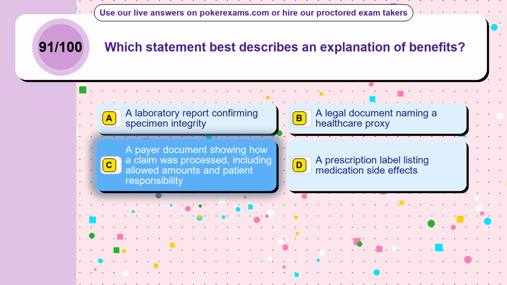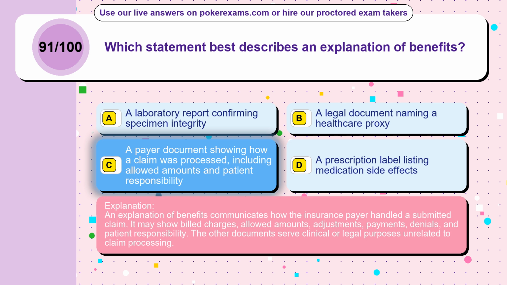The correct answer is option C. A payer document showing how a claim was processed, including allowed amounts and patient responsibility. An explanation of benefits communicates how the insurance payer handled a submitted claim. It may show billed charges, allowed amounts, adjustments, payments, denials, and patient responsibility. The other documents serve clinical or legal purposes unrelated to claim processing.